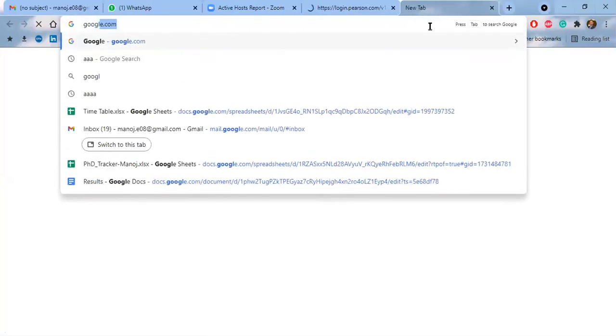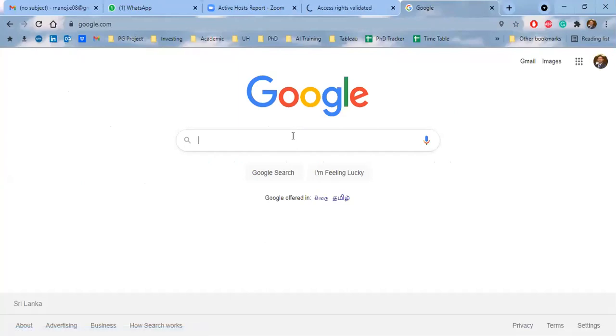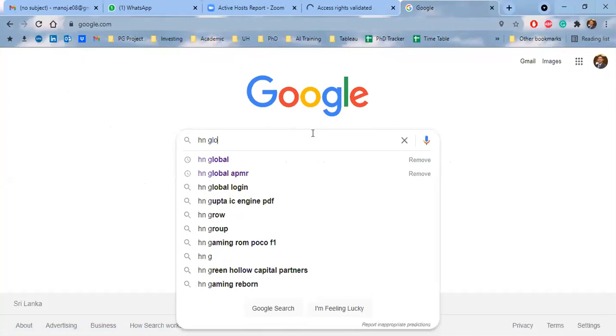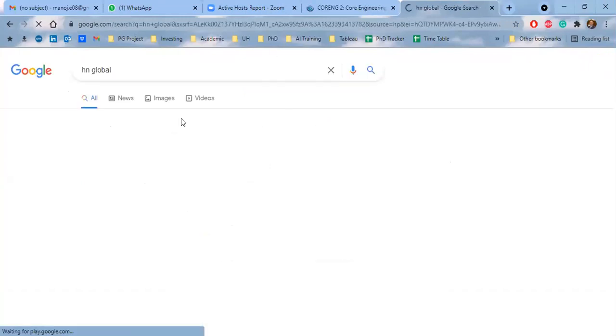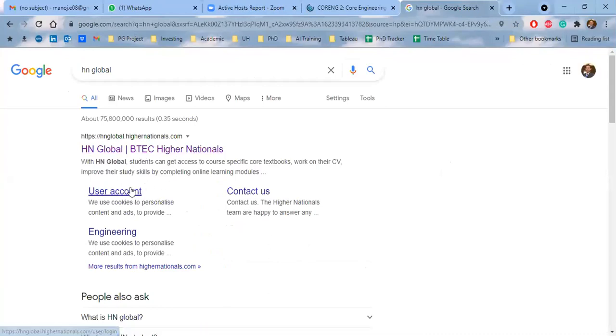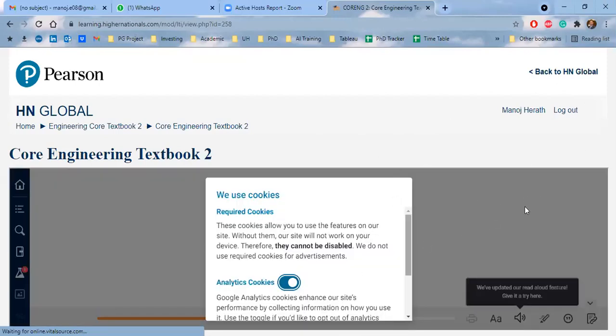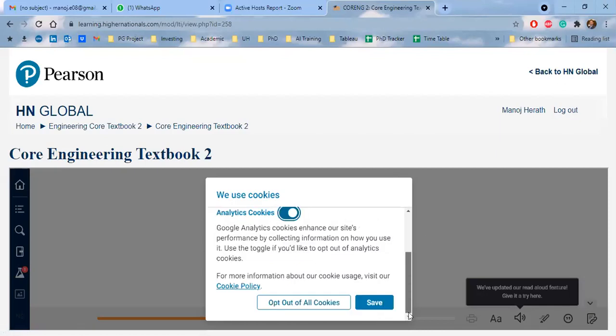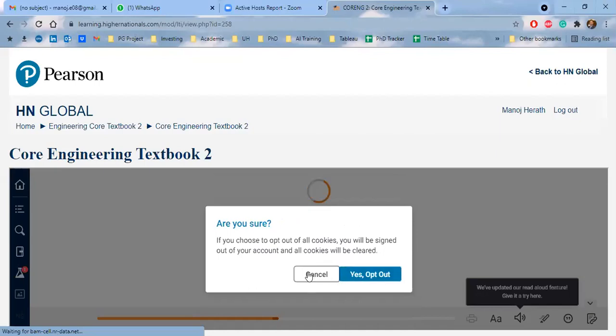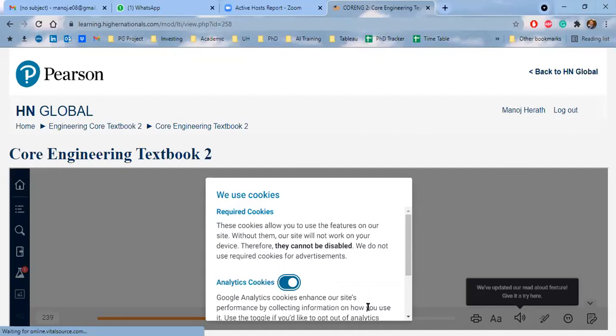So when you go to HN Global, how to go to HN Global? Just type HN Global. The first result that you get is this HN Global, and in there you can make an account as well. Then you can go inside. In order to go to these engineering core textbooks, you have to make a VitalSource account as well. It will take some time. Okay.